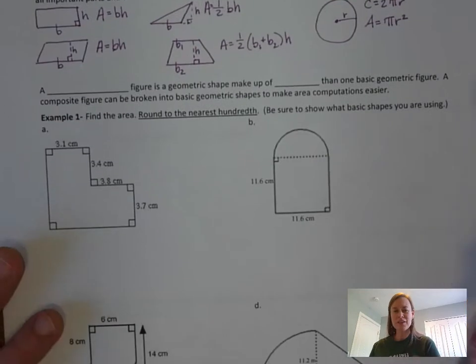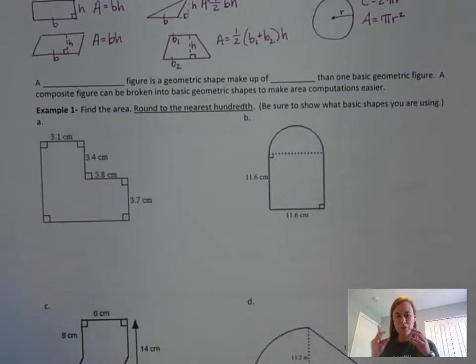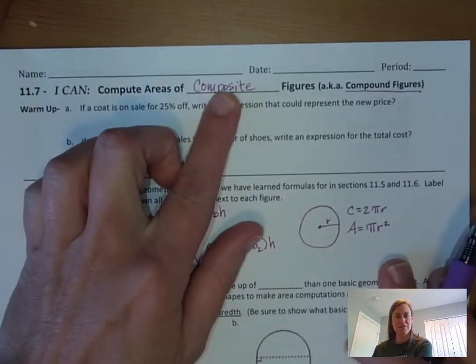So if you look down here, there's like a square with a semicircle on top. You've put two shapes together. That's what we're talking about with a composite figure.